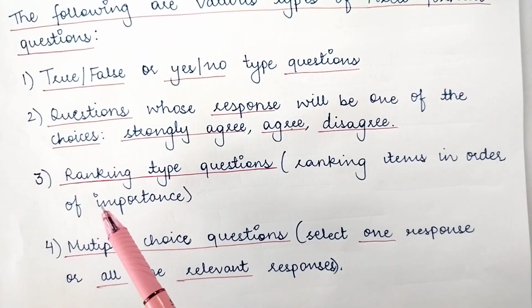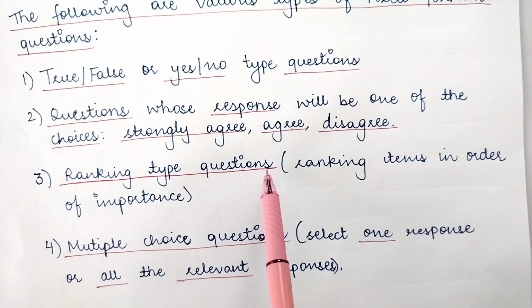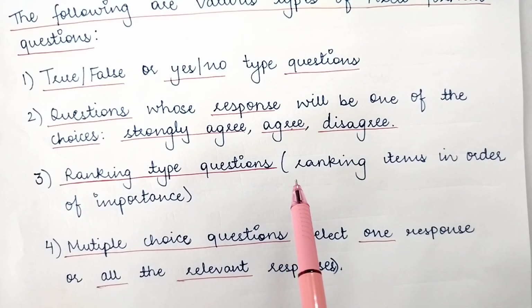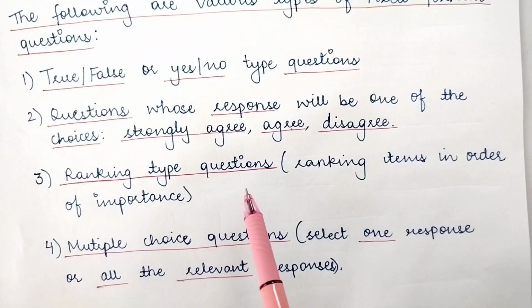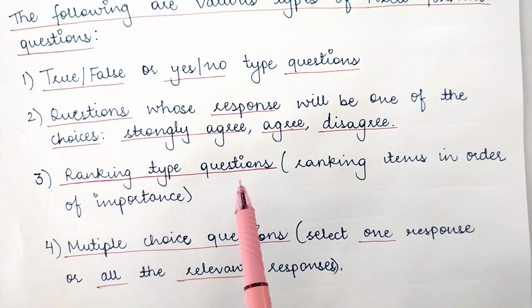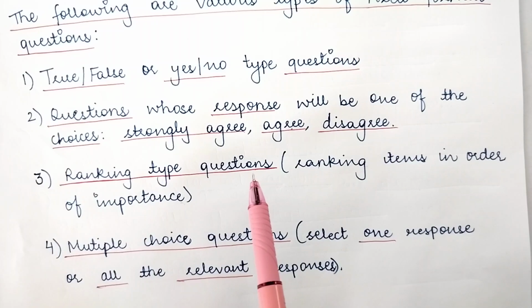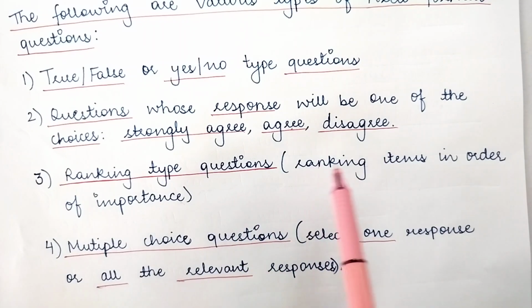Another type of fixed format questionnaires can be ranking type questions, wherein, for example, you want to know the priority of the clients, then you give certain choices and then the customers can rank those items or those priorities in order of importance. That way you get to know what is the utmost priority of the majority of respondents for that particular requirement.